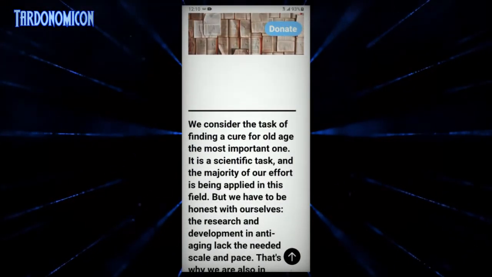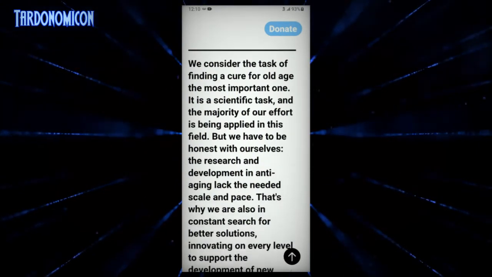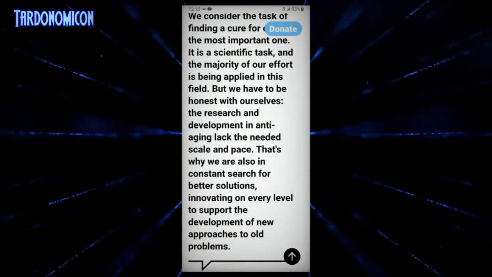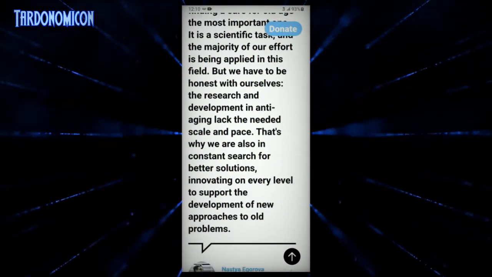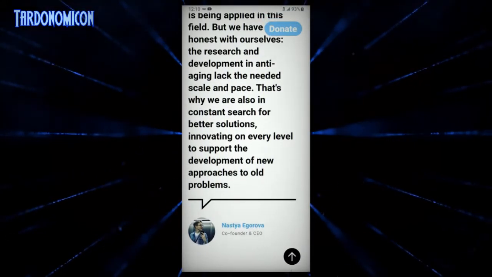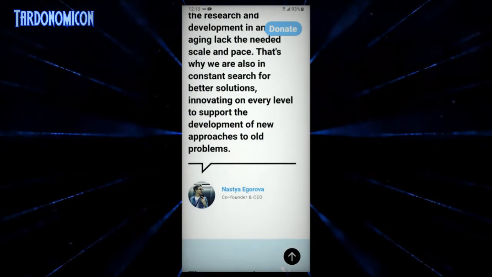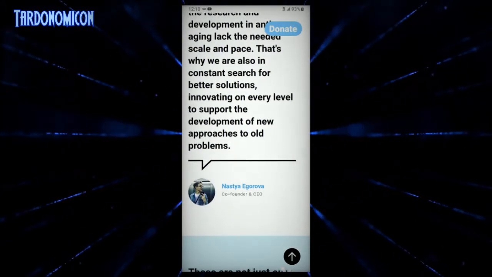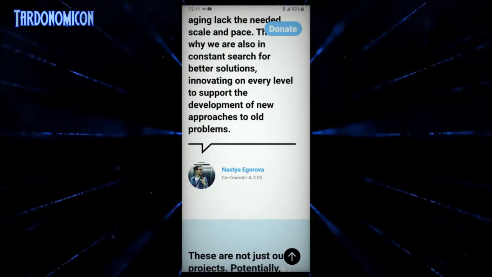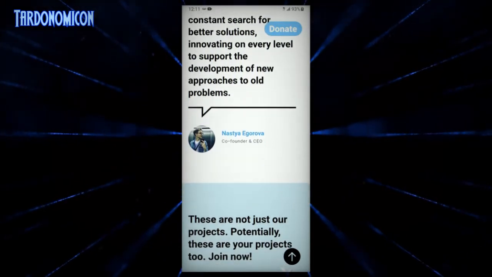We consider the task of finding a cure for old age the most important one. It is a scientific task, and the majority of our effort is being applied in this field. But we have to be honest with ourselves. The research and development in anti-aging lack the needed scale and pace. That's why we are also in constant search for better solutions, innovating on every level to support the development of new approaches to old ones. Anastasia Igorova, co-founder and CEO.